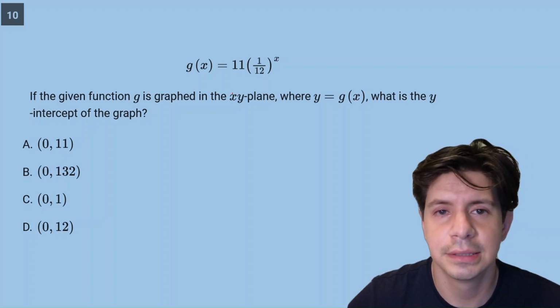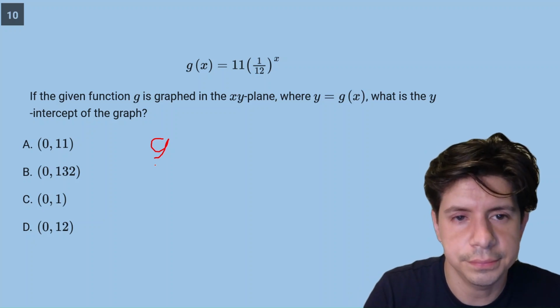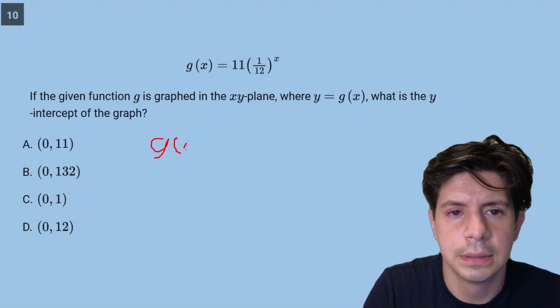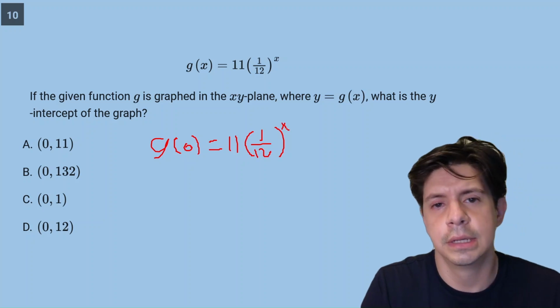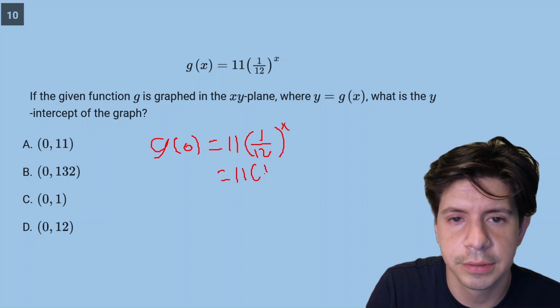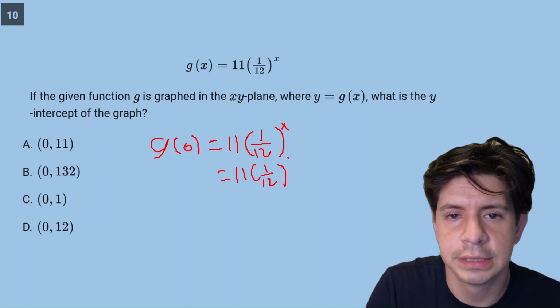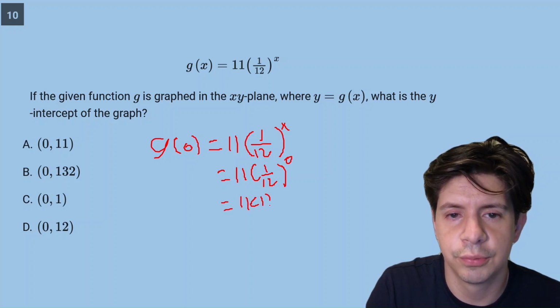So plug in 0 for x. You're going to have g of 0 equals 11 times 1/12 to the x power, or we're going to make that to the 0 power right here. So it's going to be 1/12 to the 0 power. Anything to the 0 power is 1, so it's 11 times 1, and that equals 11.